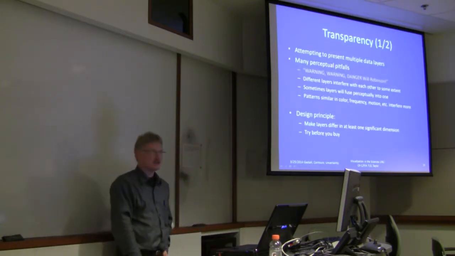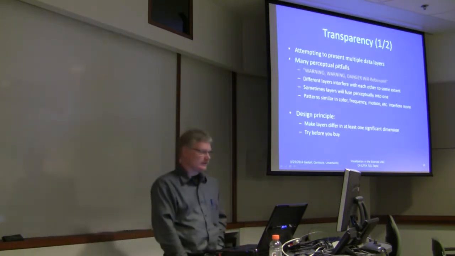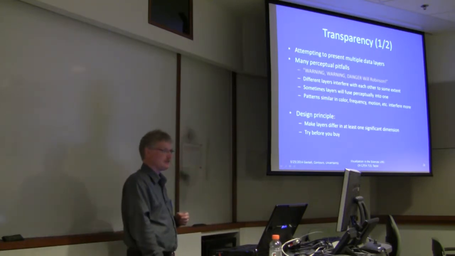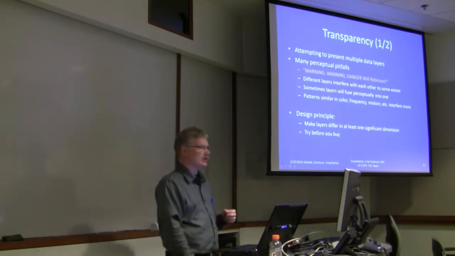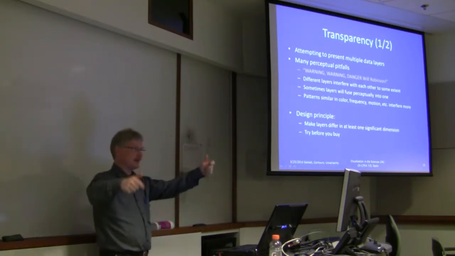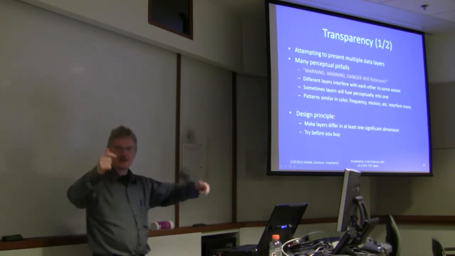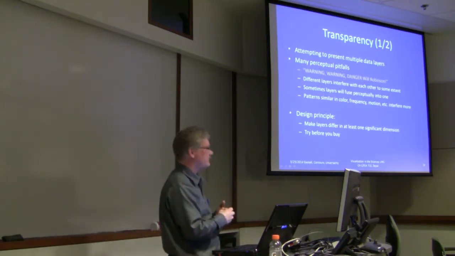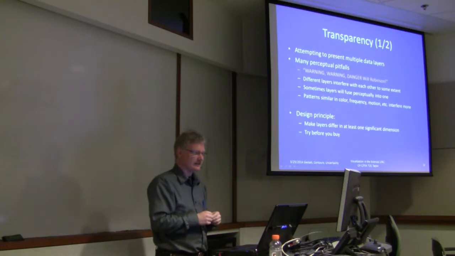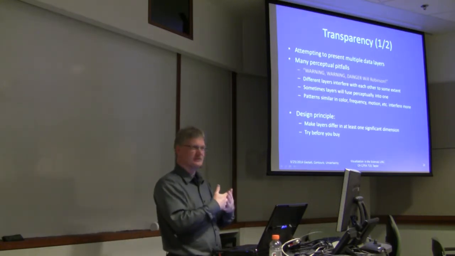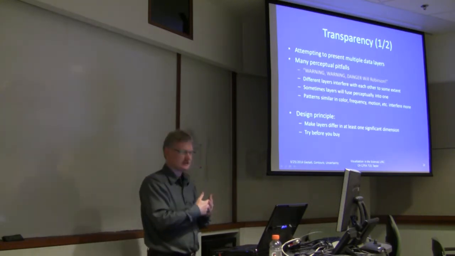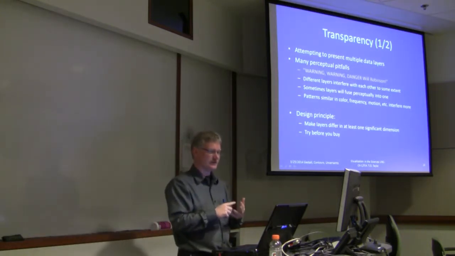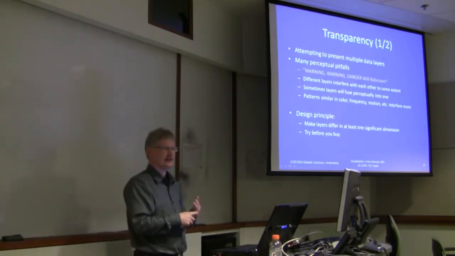Transparency. So this is trying to show multiple layers. There are many potential pitfalls. I always think about the Lost in Space episode where the robot would run around right before it's getting attacked. Danger, danger, warning, Will Robinson. And so basically different layers can interfere with each other to some extent. And so sometimes they'll fuse perceptually into one other layer that doesn't look like transparency at all. Patterns that are similar in color, frequency, and motion, and so forth, can interfere more.